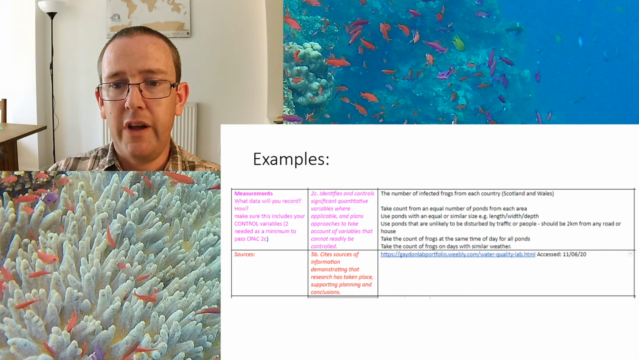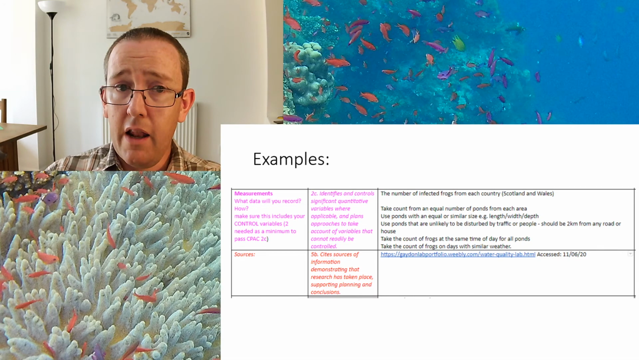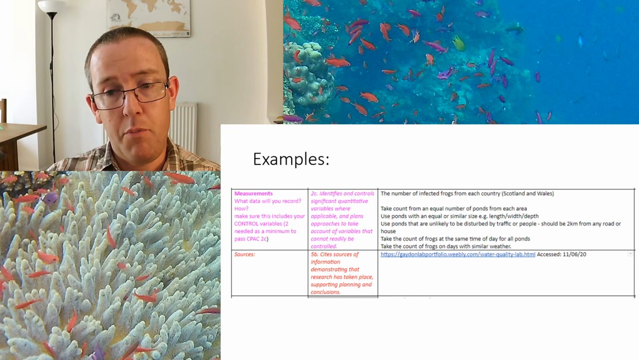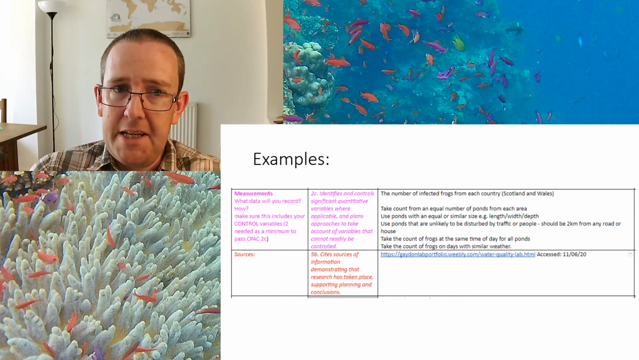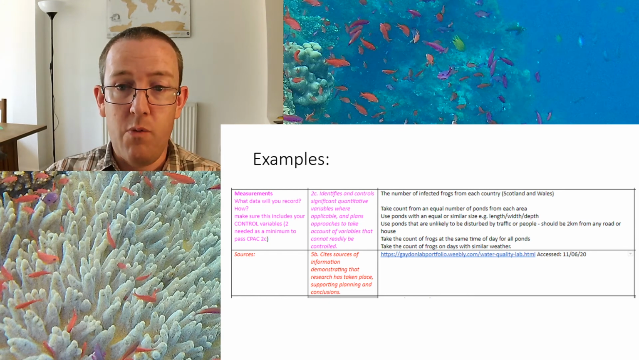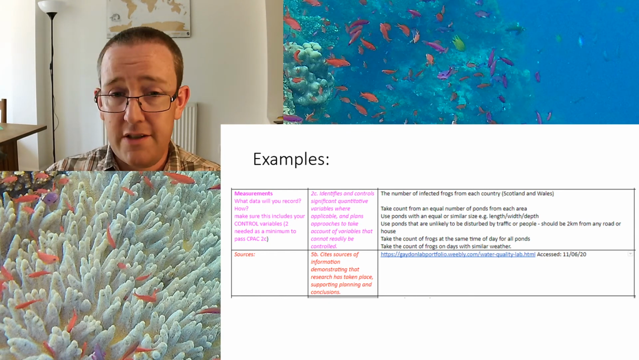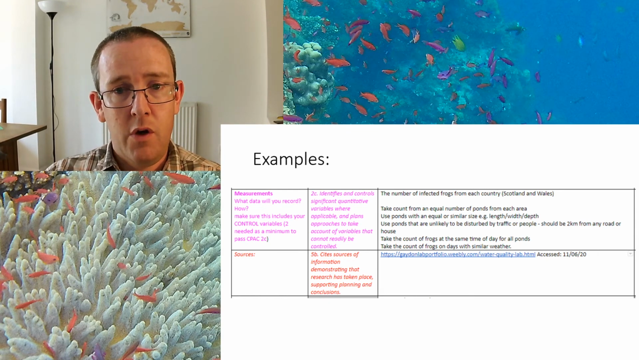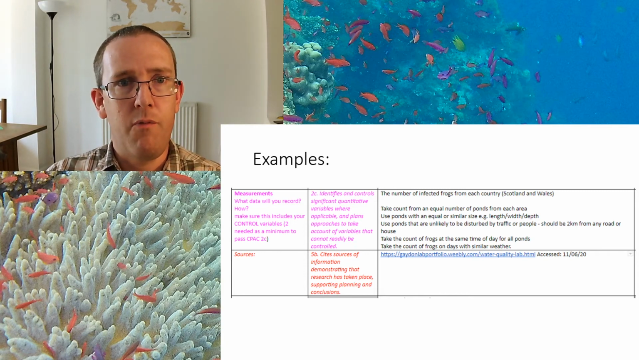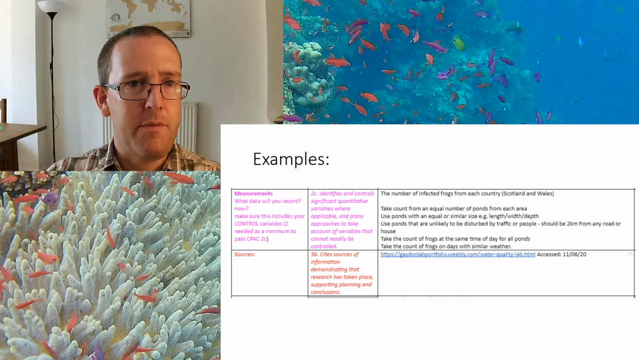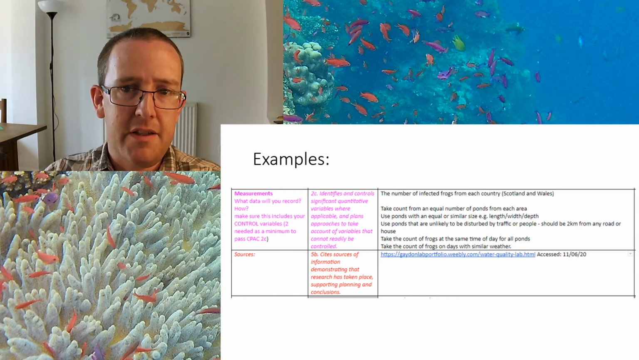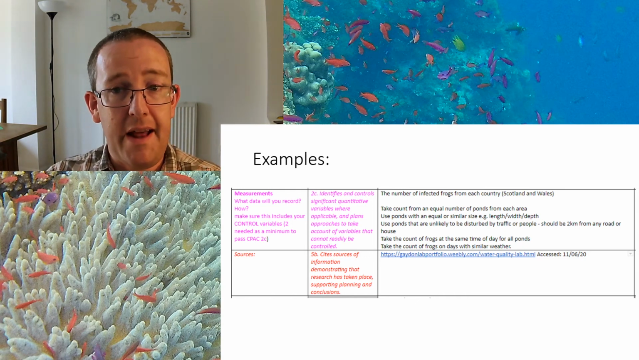Take the count of frogs on days with similar weather. I like the fact this is going down in the list of importance, good, because that one, again, the practicalities might get in the way there. You might only have a certain amount of time to take this, and you might have to be a bit more flexible with it than that. And how similar is similar? What if it's the same amount of raininess, but a different amount of sun? It's hard to pin that down.